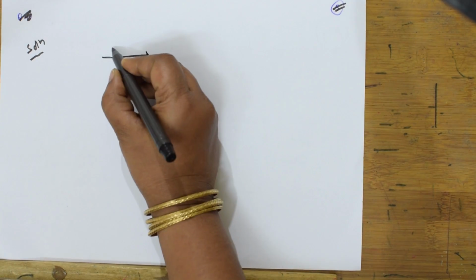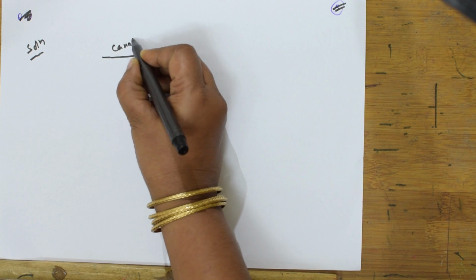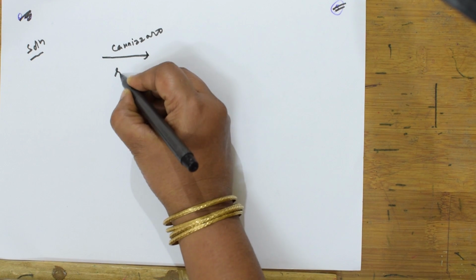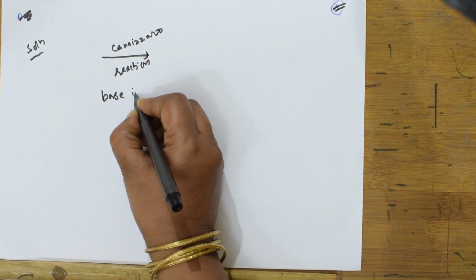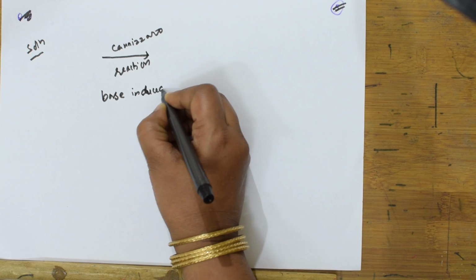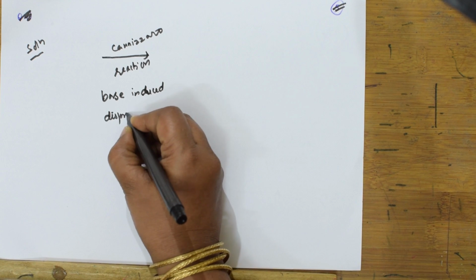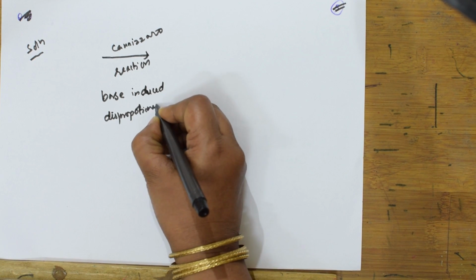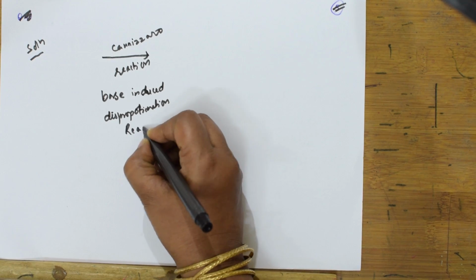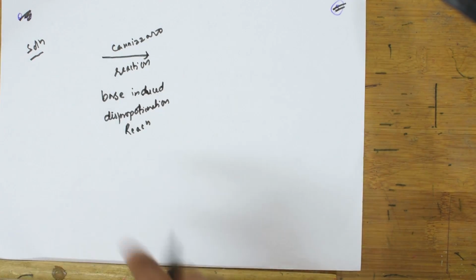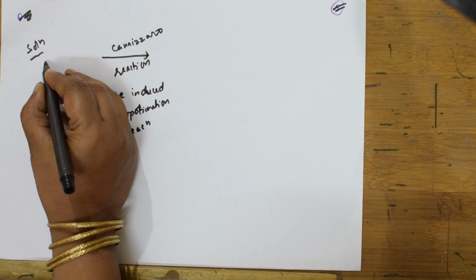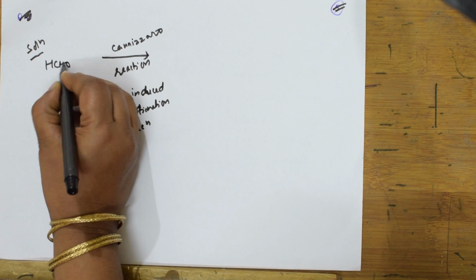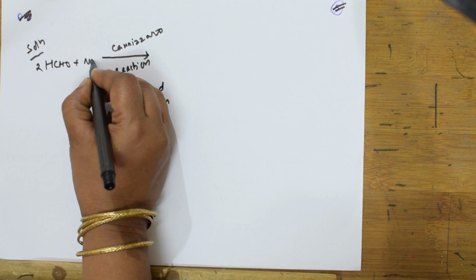In the Cannizzaro reaction, what is the speciality? This is basically a base induced disproportionation reaction. What happens here? Here, an aldehyde which doesn't have any alpha hydrogen, that is the most important. So the aldehyde which does not have alpha hydrogen, here we have formaldehyde. How many? 2 moles. It's treated with strong alkali.